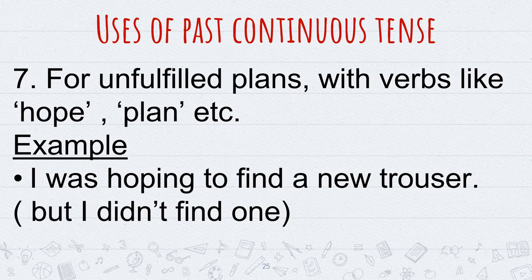The next use of past continuous tense is that it is used for unfulfilled plans with verbs like hope, plan, etc. For example, I was hoping to find a new trouser. That was my hope, but I did not find one. Okay, so for unfulfilled plans, we will use past continuous tense.